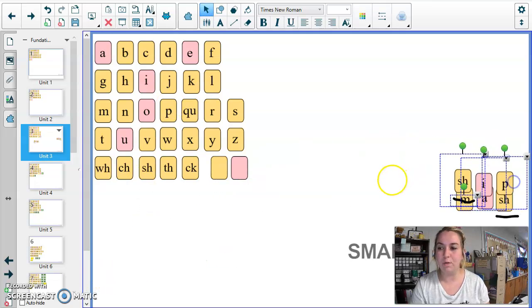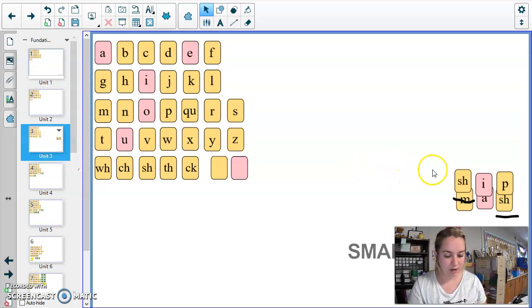I'm going to move these over. I want you to erase or move whatever you have. And we're going to do one more together. Our word is thud. Say that with me. Thud. Now tap it out.